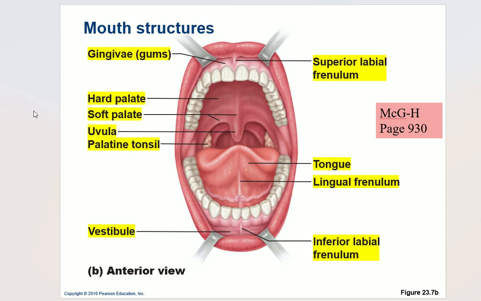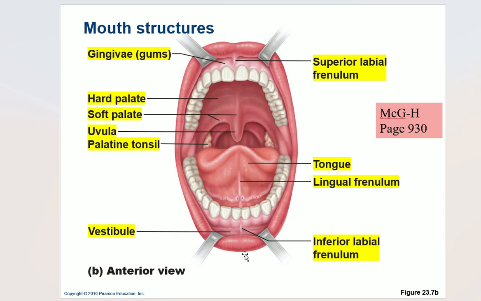We have this little tag right here that holds your lip to your gums. The one on top is called the superior labial frenulum, and at the bottom it's called the inferior labial frenulum. Labial just means lip, whether we're talking about the mouth or female reproductive structures. And a frenulum is just a fancy word for something that ties something down. So this is something that ties the lip to the gum.